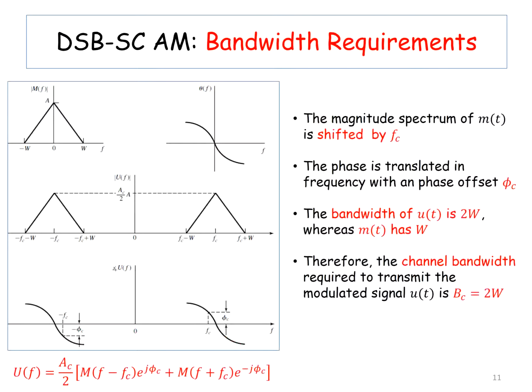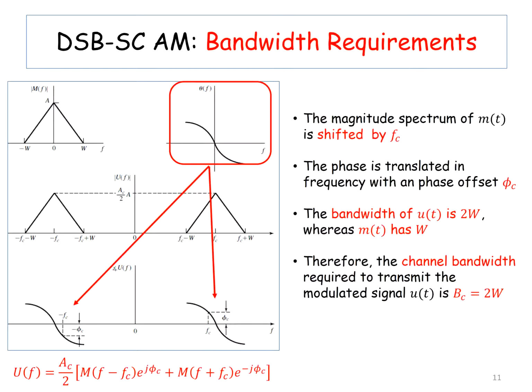The figure shows how the modulation changed the magnitude and phase spectrum of the message signal. The magnitude spectrum of M of t is shifted by the carrier frequency fc. The phase spectrum is translated in frequency with a phase offset phi c.